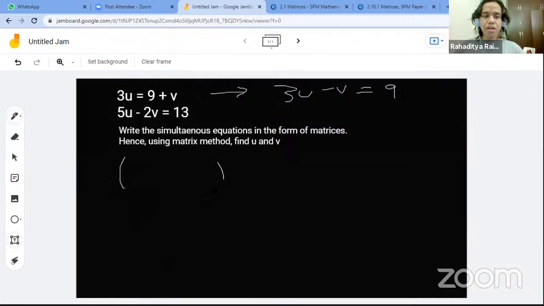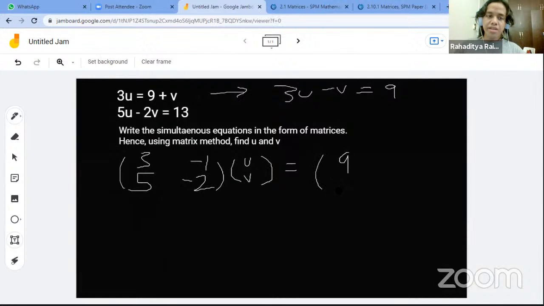So you start with writing a matrix for this. So we have 3u, negative 1v, 5u, and negative 2v. And then you multiply this with uv, and then you equal this with 9, 13.